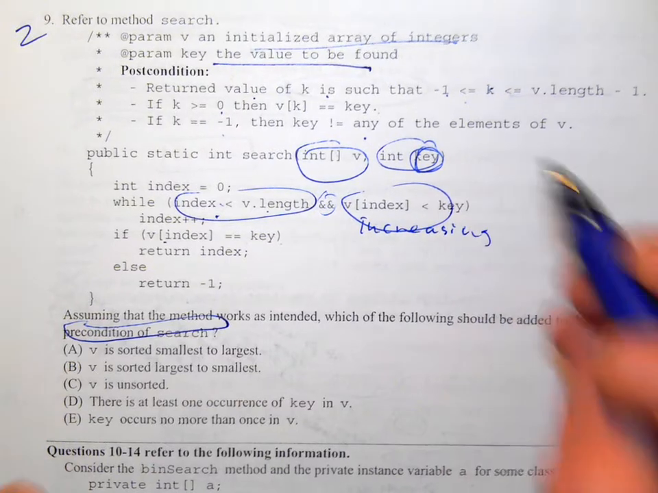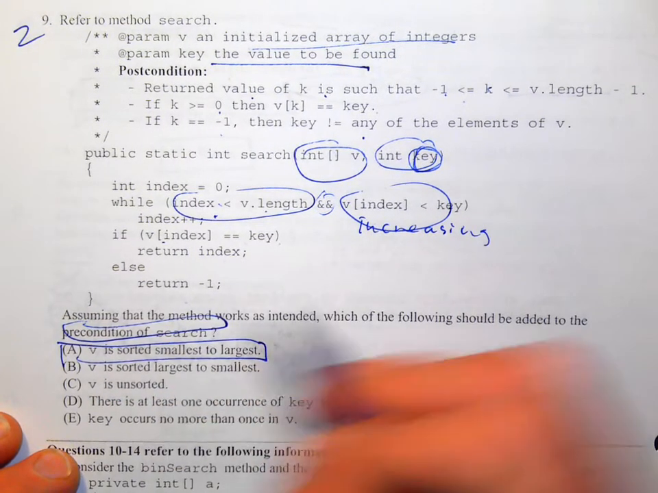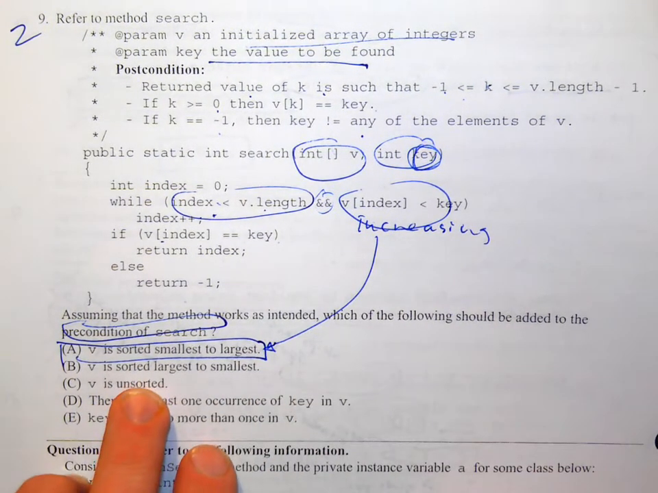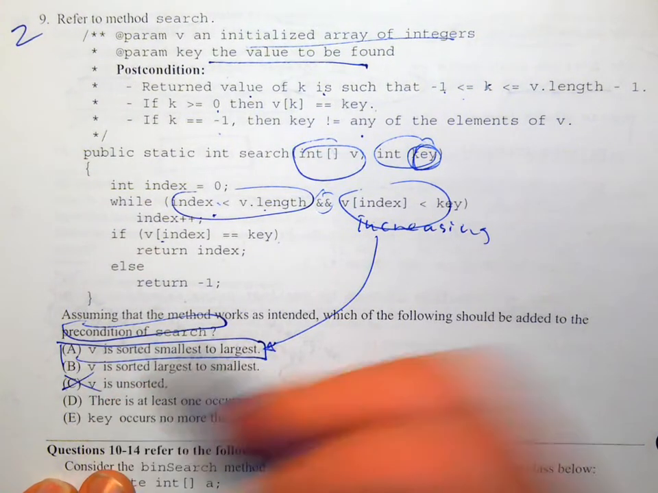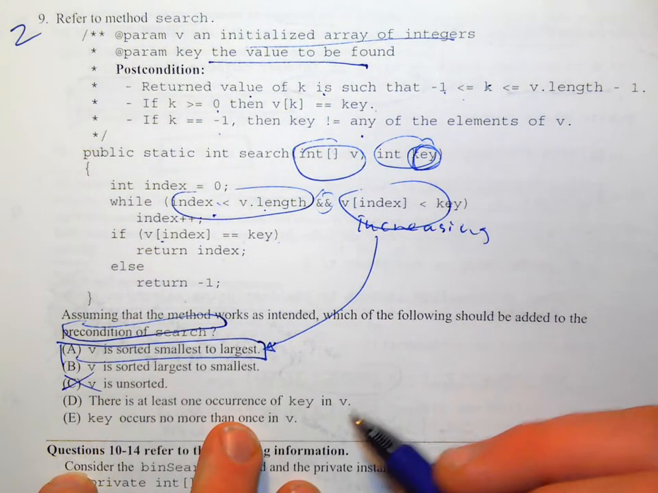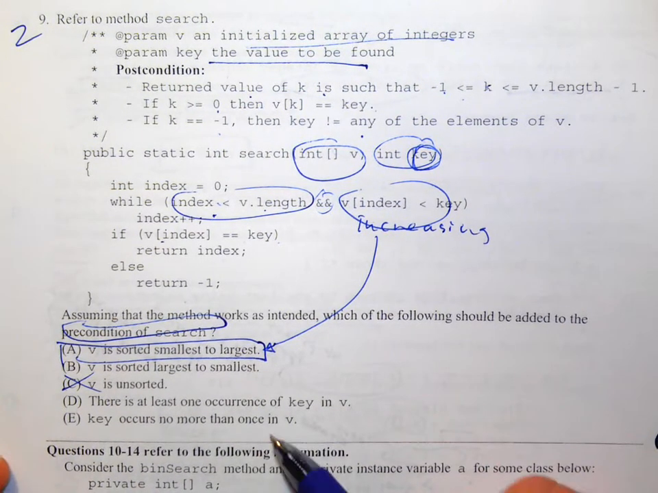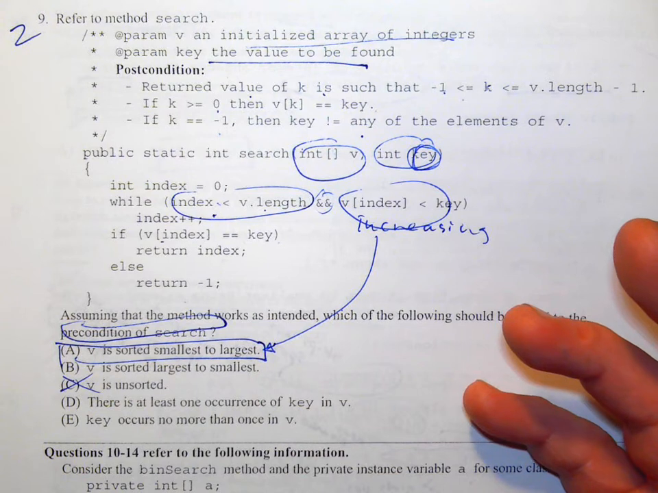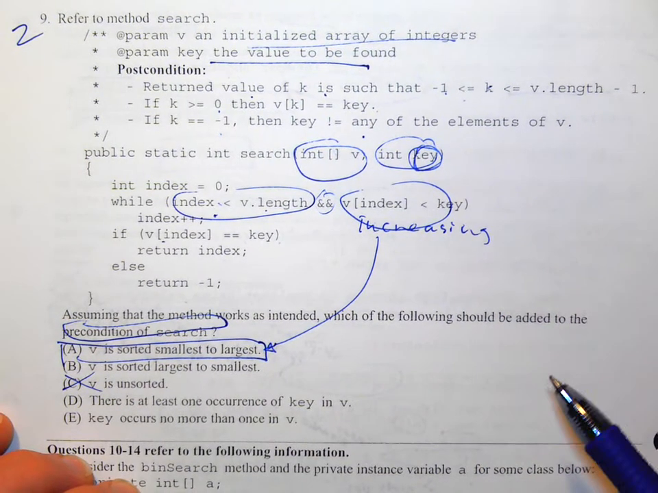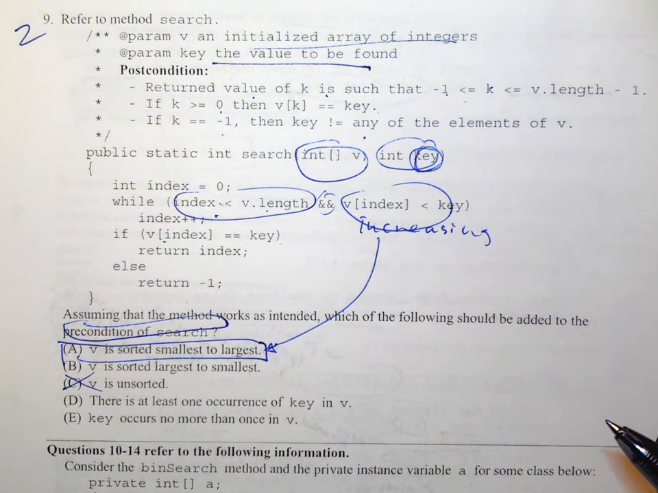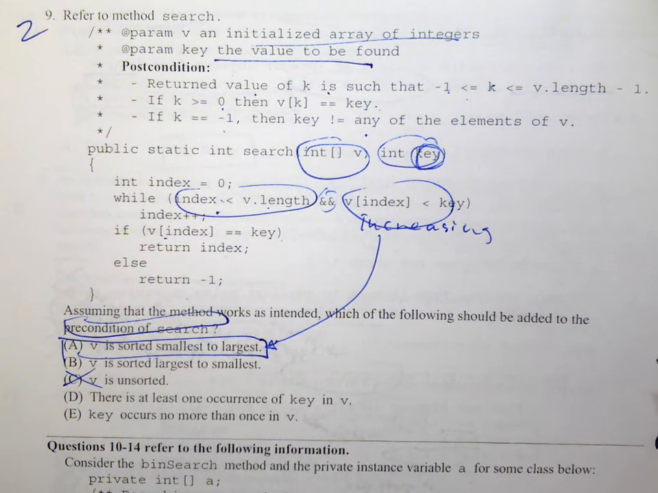Ascending. Smallest to largest. Not largest, smallest, unsorted. It just wouldn't work at all. There's at least one currency key in V. That's not a requirement. It might not be there. Key occurs no more than once. That doesn't matter. It'll just find the first occurrence of it. Does that make sense? So this is like a sequential search with a sorted array, and it bails as soon as it's looked for all the values.